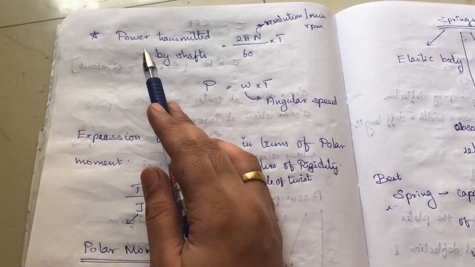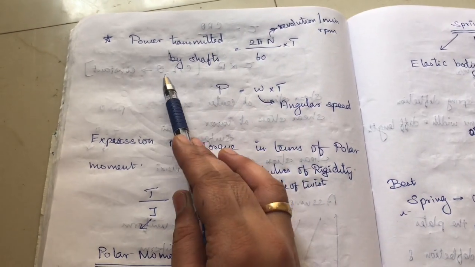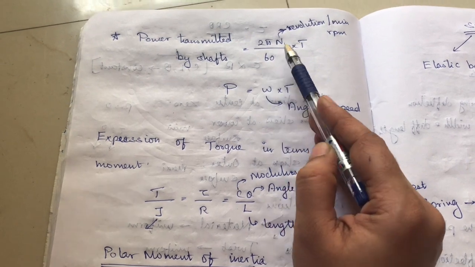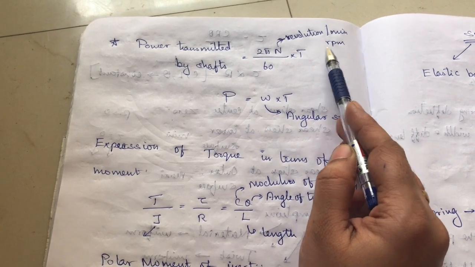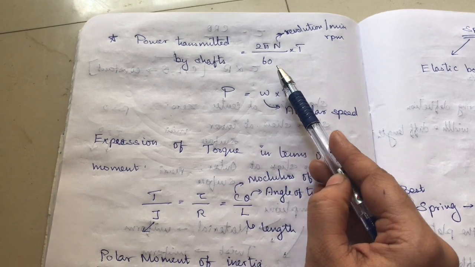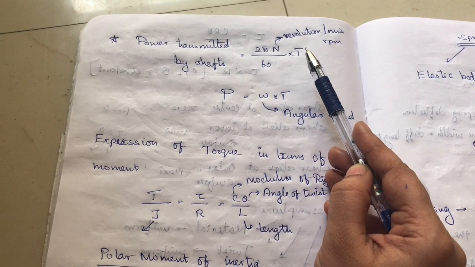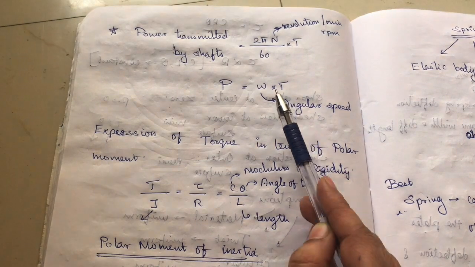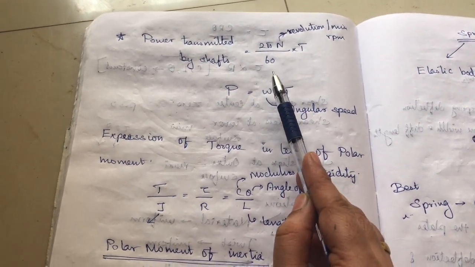And next comes the power transmitted by shafts. I am just writing the formulas here. Power transmitted by shafts will be equal to 2 pi N by 60 into T, where N is the revolutions per minute, the RPM of the shaft, and T is the torque. So P will be equal to angular speed into torque, where angular speed is nothing but 2 pi N by 60.